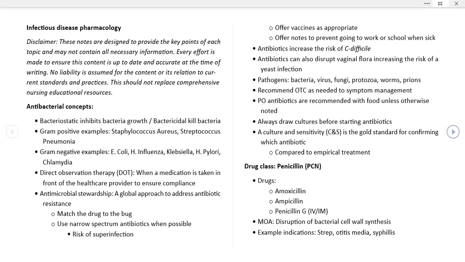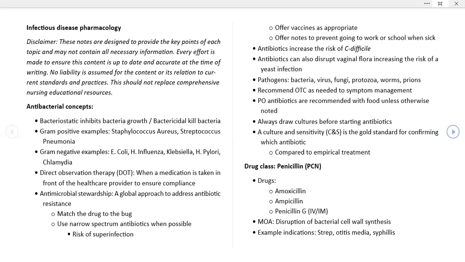So let's go ahead and get started with a few key terms. Bacteriostatic means something that inhibits bacterial growth. So if I say a drug is bacteriostatic, that means it inhibits bacterial growth. Bactericidal kills bacteria. And you may see that on Clorox wipes or other things, that bactericidal word.